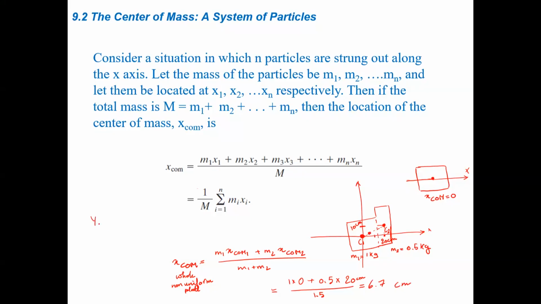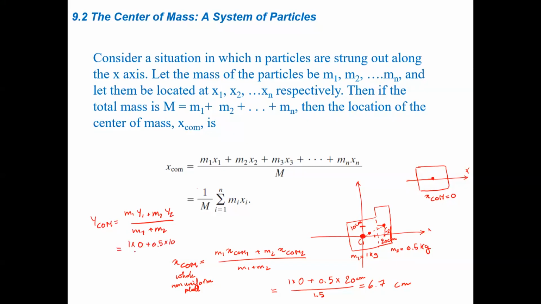Regarding the height of the center of mass, I can find the y coordinate by the same method, m1 y1 plus m2 y2 over m1 plus m2. The first mass is 1, first y component is 0 because I located the first center of mass at the origin. This made things easier. Whenever you can do so, just do it.